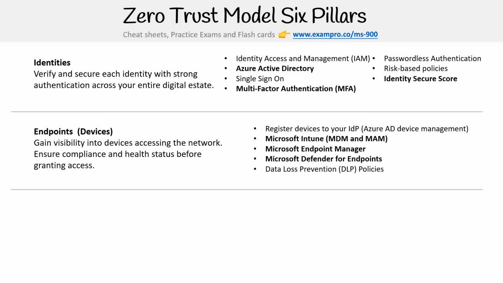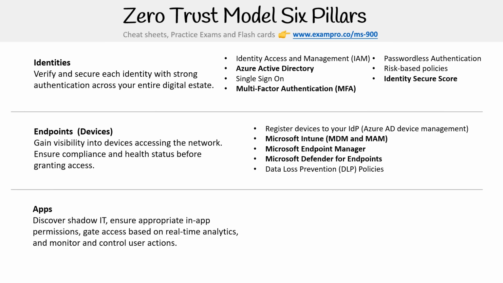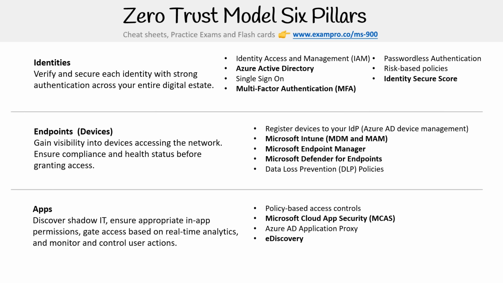Then you have DLPs, data loss prevention policies, so that we do not lose our data, so that it does not get disclosed and we can keep our sensitive data protected. So for apps, we have Discover Shadow IT, so ensure appropriate in-app permissions, gate access based on real-time analytics, and monitor control user actions. So for this, we have policy-based access controls. We can use the Microsoft Cloud App Security, Azure AD Application Proxy, eDiscovery, and we have just-in-time virtual machine access.